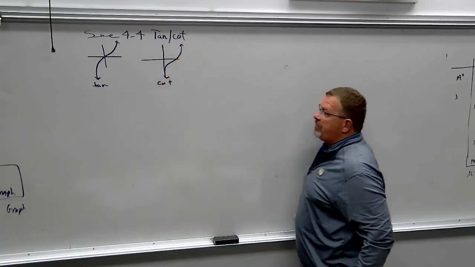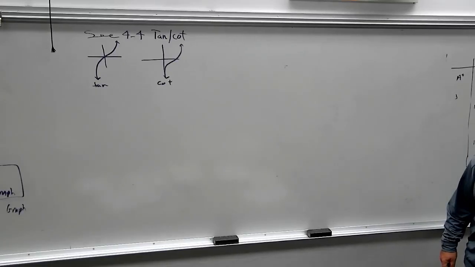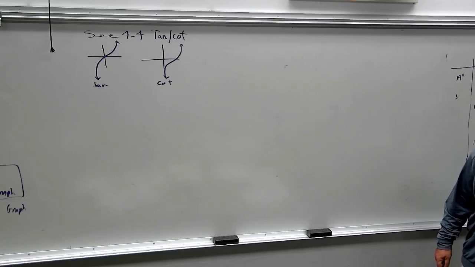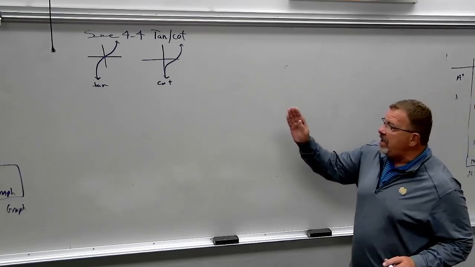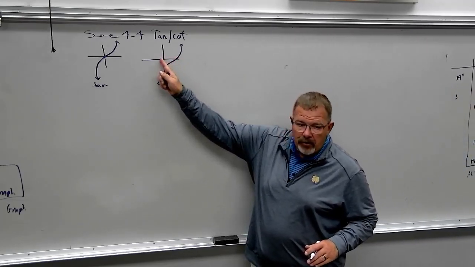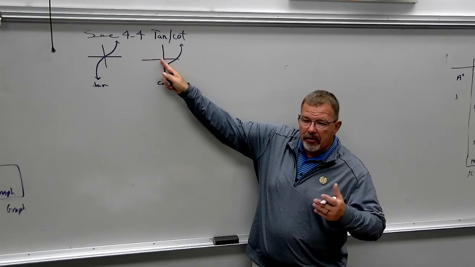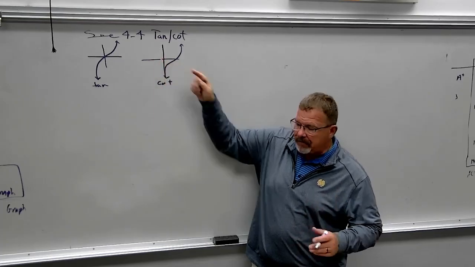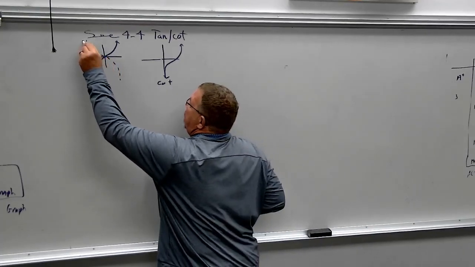So what is the difference between the two? Tangent goes through the origin, and notice that cotangent doesn't. They're shaped exactly the same, just like sine and cosine are exactly the same, just one goes through the origin and one doesn't. Now, you need to understand that cotangent can go through the origin if we have a phase shift, just like cosine could go through the origin if we have a phase shift. So that's what we're going to show you. We're going to show you how to graph these two functions today.